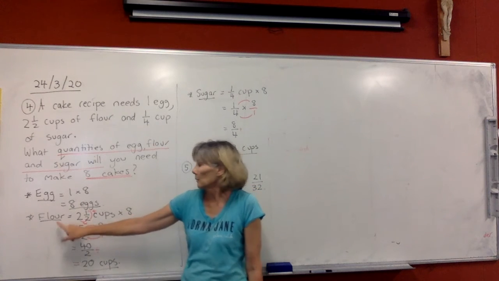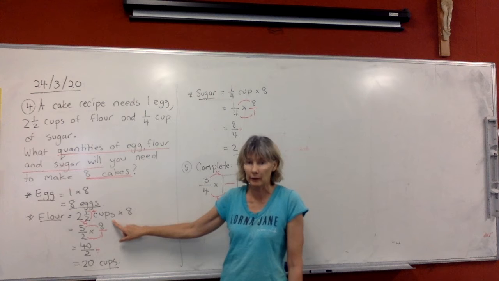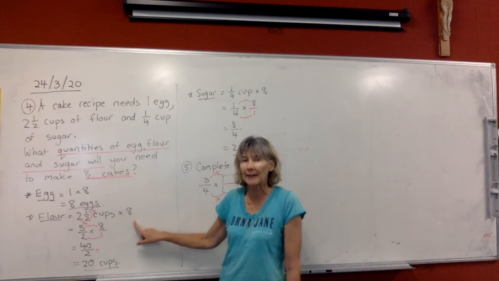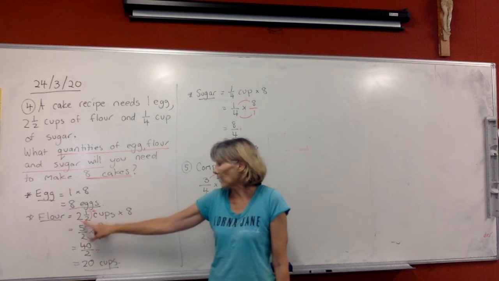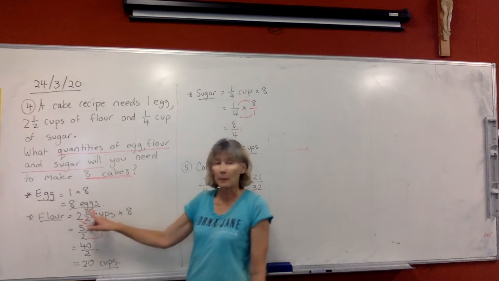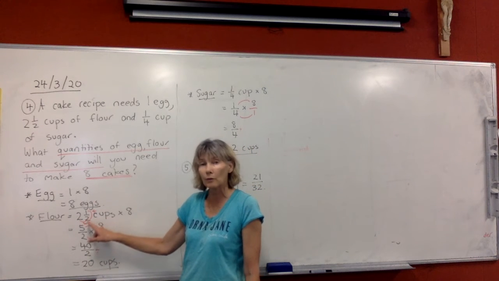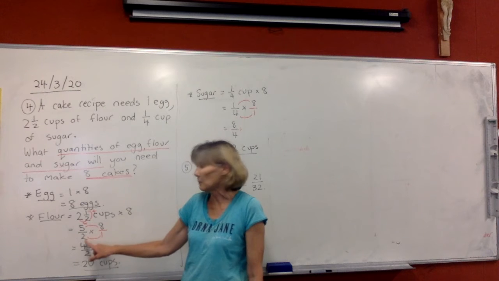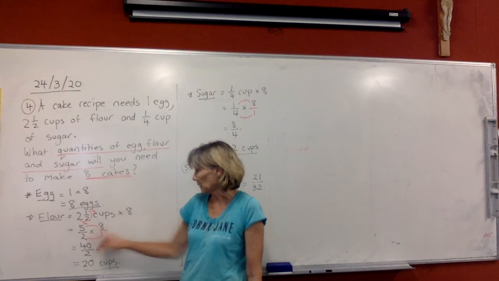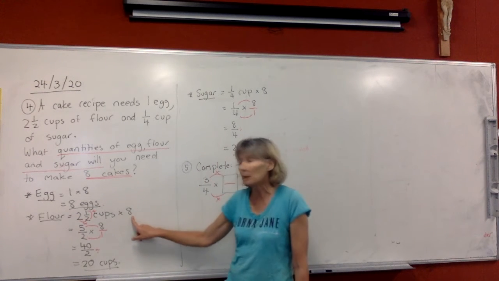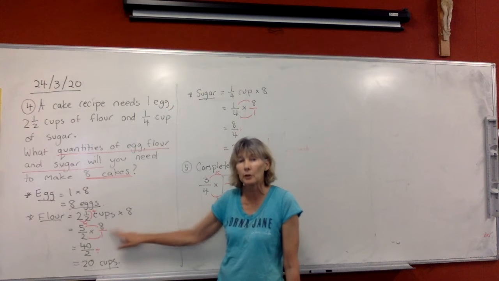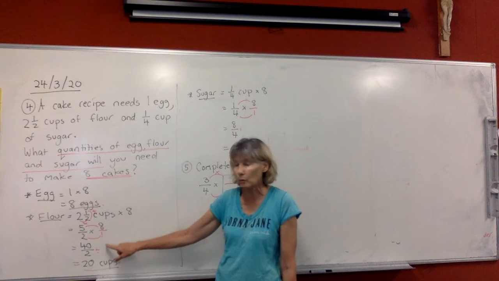With the flour, we needed 2.5 cups of flour for 1 cake. Times it by 8 for the 8 cakes, and we're going to then change this to an improper fraction. 2 times 2 is 4, plus 1 is 5, keep the 2 on the bottom. The 8, remember, is a whole number, and if it needs a bottom number, you need to keep it as a 1, so put it over 1.